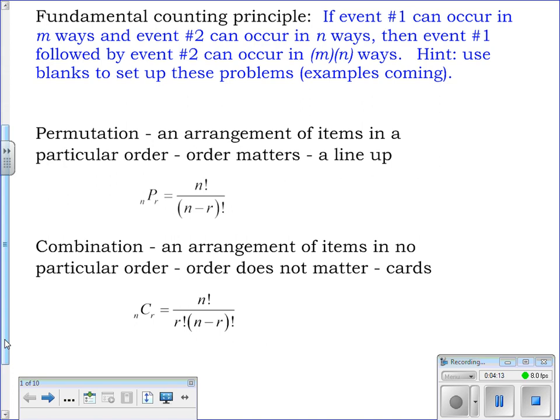Factorials are probably most commonly used in this, but they are used in all kinds of counting. There is a very subtle but extremely important difference between these two formulas. Notice they are exactly the same, except in the combination, you have r factorial. This eliminates the repeated ones that you would get in a permutation. Questions?